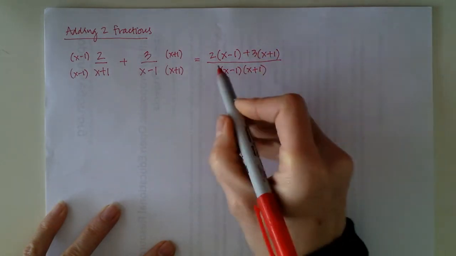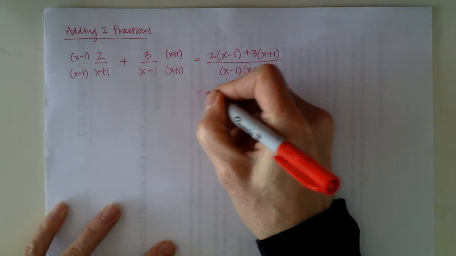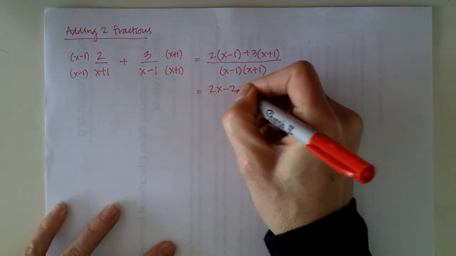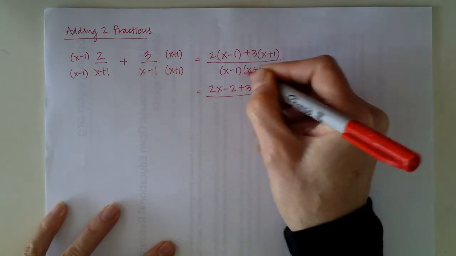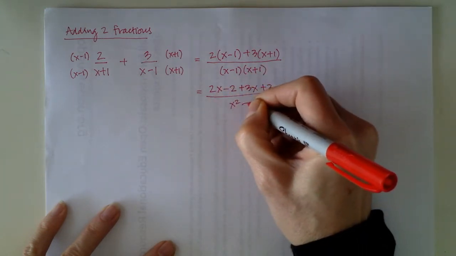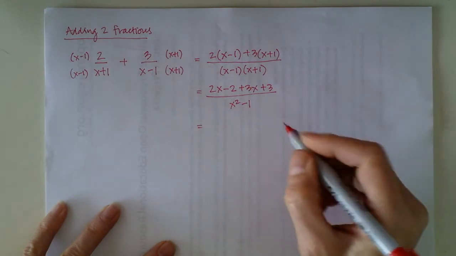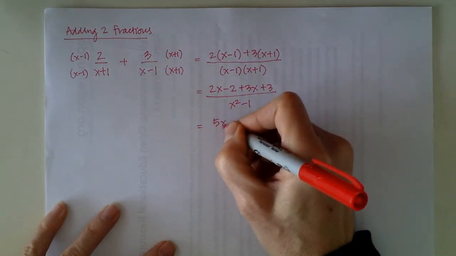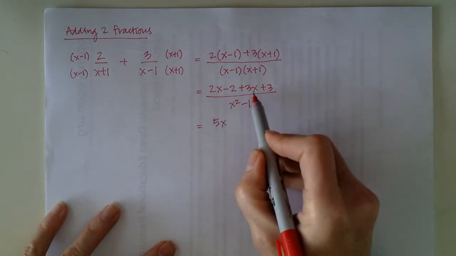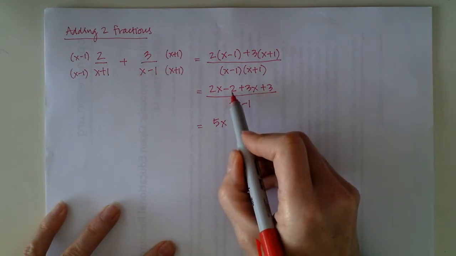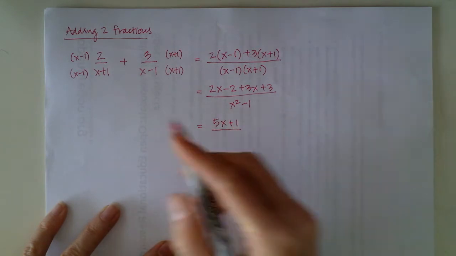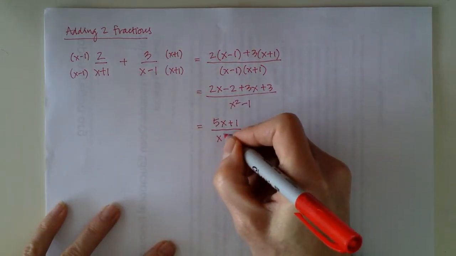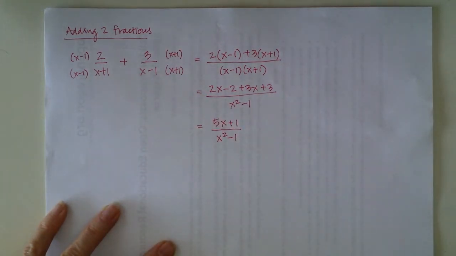Okay, and then, you know, we could clean this up. So on the top you get 2x minus 2 plus 3x plus 3. And if you wanted to multiply those together, I guess you could. You get x squared minus 1. And then finally, 2x here and 3x here make 5x. And then a negative 2 here plus this 3 is 1. And so adding these two things together, you end up with an expression that looks like this, okay? Who cares?